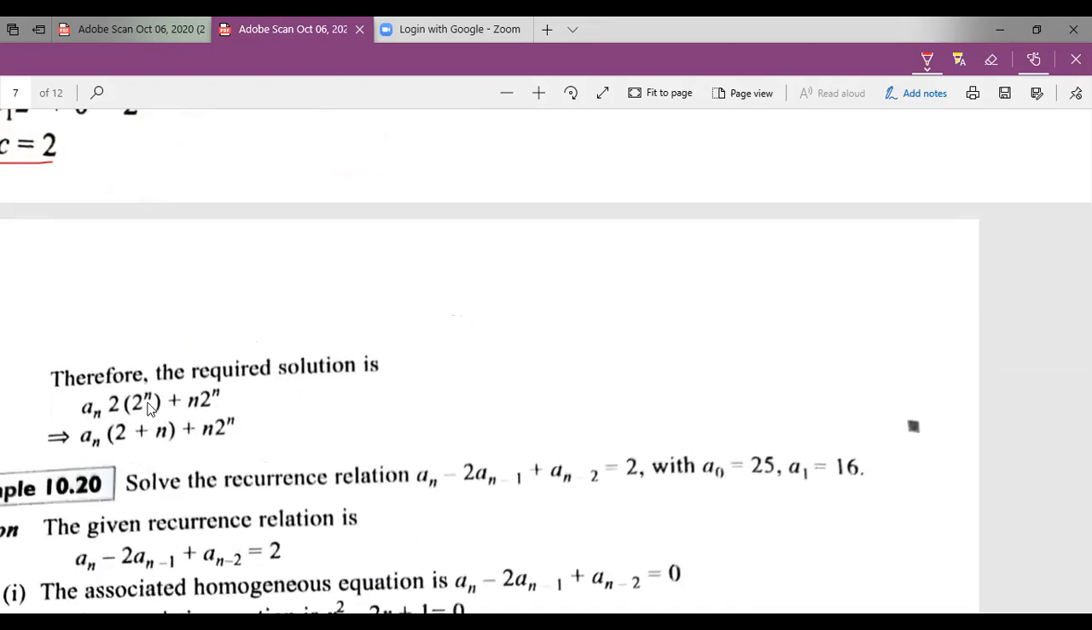The bases are equal, so adding powers, the term 2 power n is common. So a_n is equal to (2 plus n) into 2 power n. a_n is equal to (2 plus n) into 2 power n is the solution.